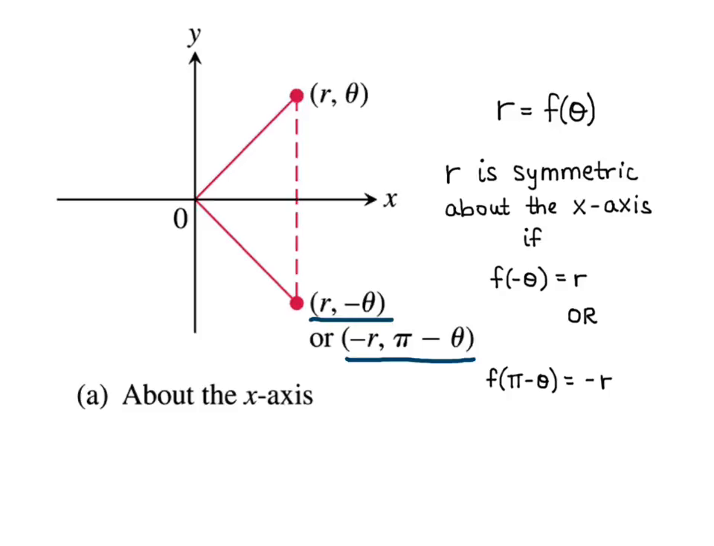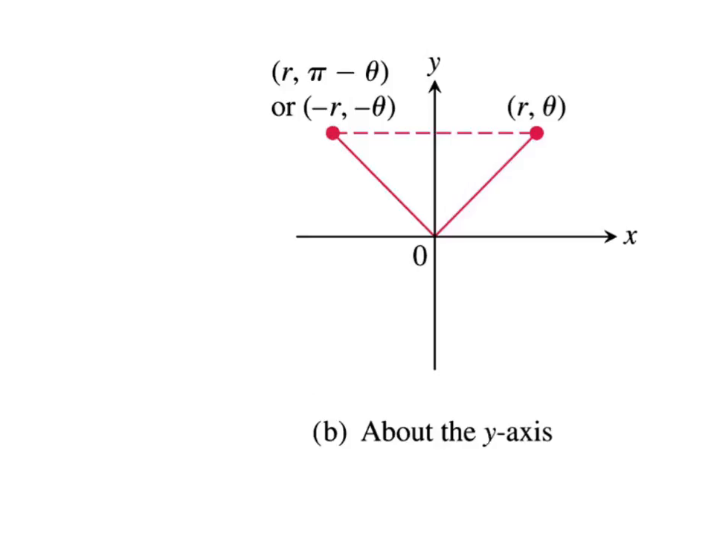But you definitely want to do the visual check first. If it doesn't look like a mirror image over the x-axis, then you can automatically say it's not going to be symmetric about the x-axis. But if it does look like a mirror image of itself over the x-axis, then you can perform this algebraic test to prove it.